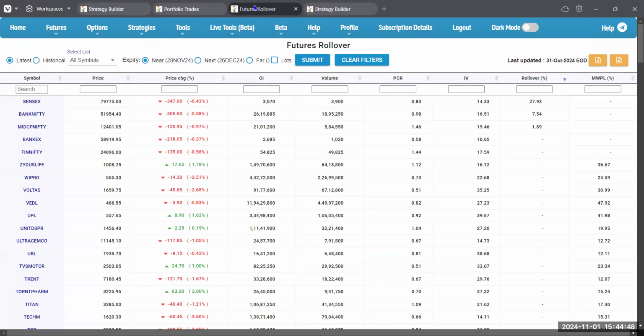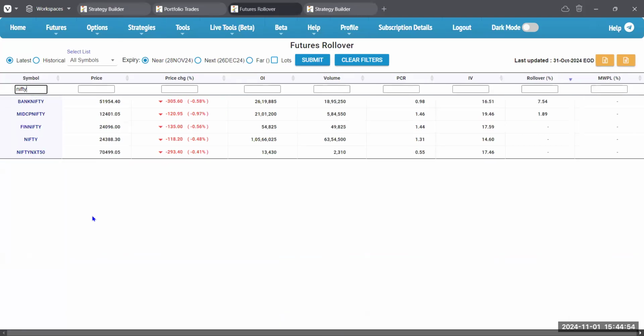Can you please type Nifty there? So we'll get all of the Nifty, Bank Nifty. Now, let's say that right now the rollover percentage is showing as 7.5. Is it 7.5% rollover done today or total for the month?